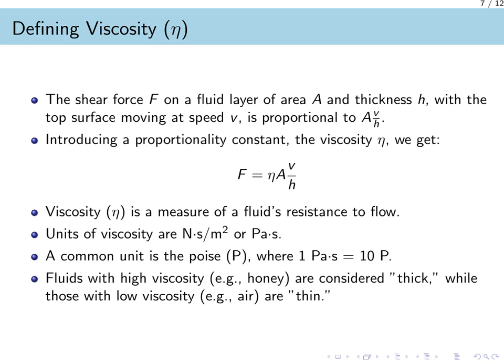This means fluids with high viscosity, like honey, resist flow and are considered thick. Conversely, fluids with low viscosity, like air, flow easily and are considered thin. The standard unit for viscosity is the Pascal second. A common alternative unit is the poise, where 1 Pascal second equals 10 poise.